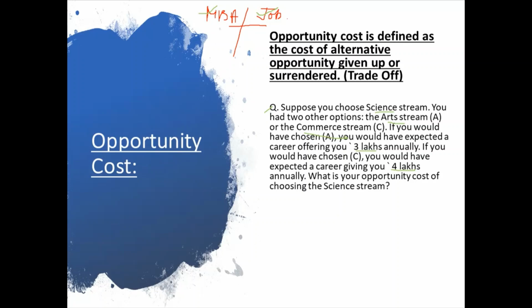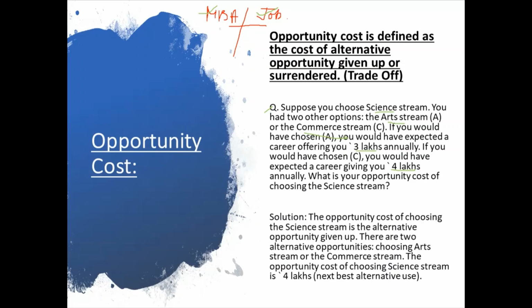Now opportunity cost, as we saw, is the cost of the next best alternative foregone. So what are your alternatives over here? You have two alternatives, arts and commerce. The respective amounts of both those alternatives are given to you. You just have to find the opportunity cost of choosing the science stream.